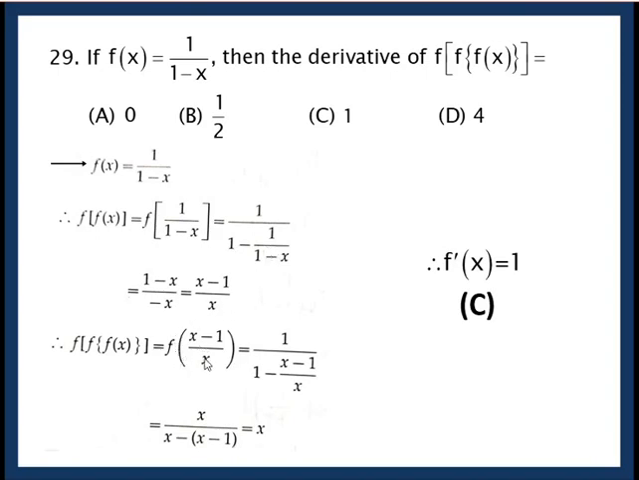So again we have to find f of this. Same logic, 1 upon 1 minus whatever is written here, subtract that from 1. So if you simplify, you get x. Now we are asked to find the derivative of this, right? So what is derivative of x? 1. So the correct option is C, Calcutta.